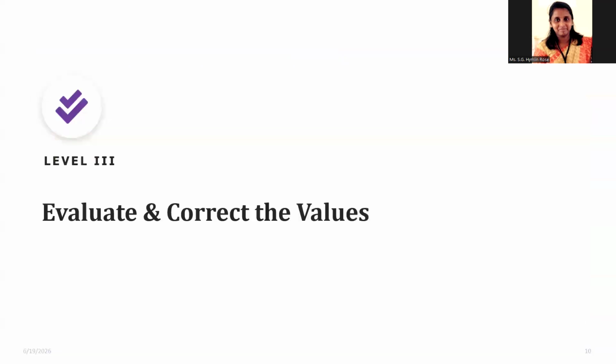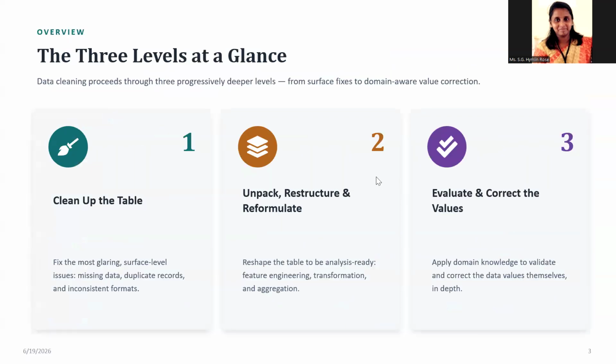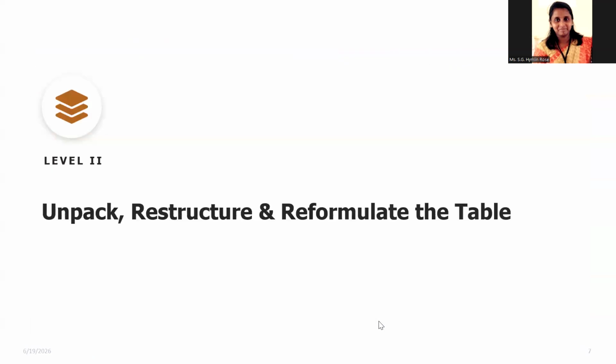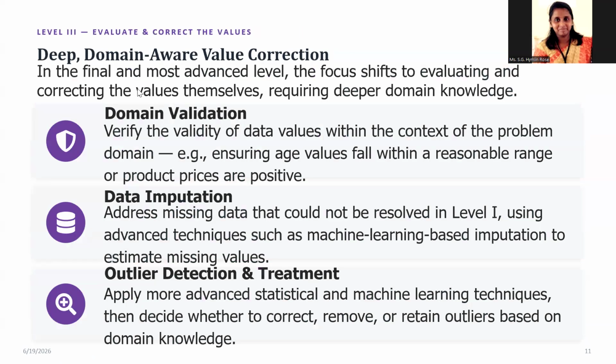Next is level 3. What is this level 3 going to do? Level 3 is to evaluate and correct the values. We are going to apply domain knowledge to validate and correct the data values themselves in depth. This level is more advanced and requires a deeper understanding of the data, so it requires high technical knowledge. It is deep, domain-aware value correction, we can say. In the final and most advanced level, we are going to use this.